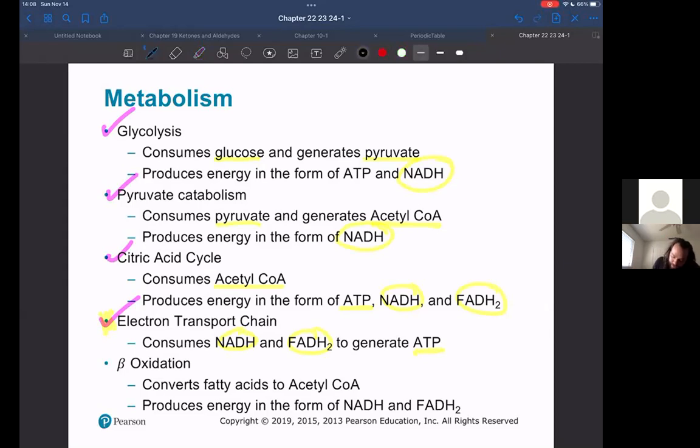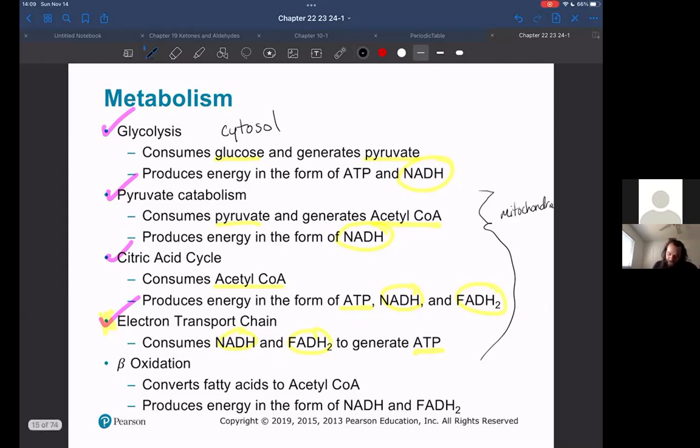The glycolysis happens in the cytosol, in that fluid within the cell. Everything else happens in the mitochondria. So that first step of converting glucose to pyruvate happens in the cytosol. Then pyruvate is moved into the mitochondria, where the rest of those steps happen. These four are all carbohydrate metabolism steps.